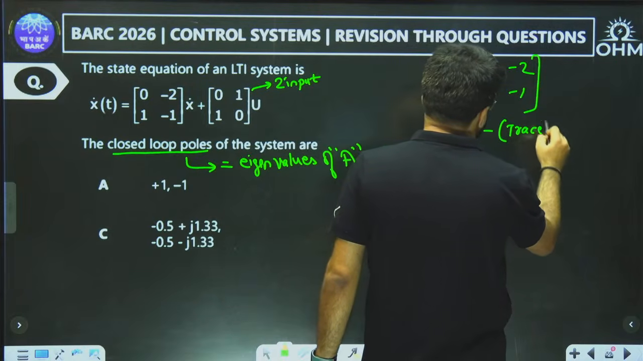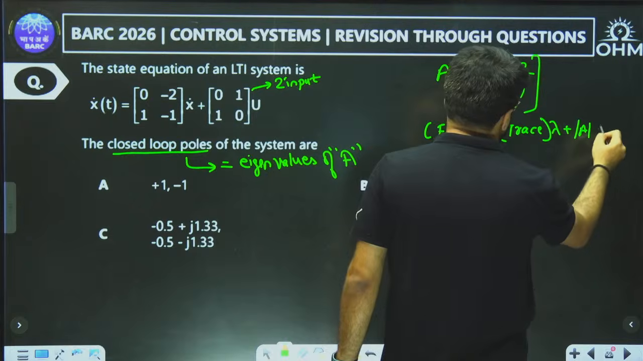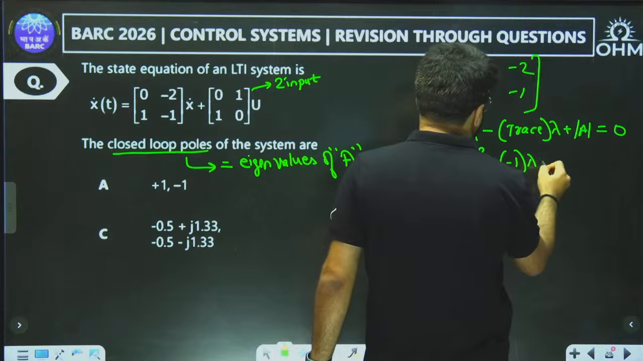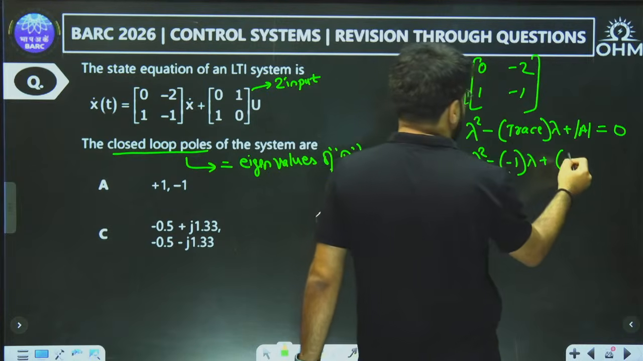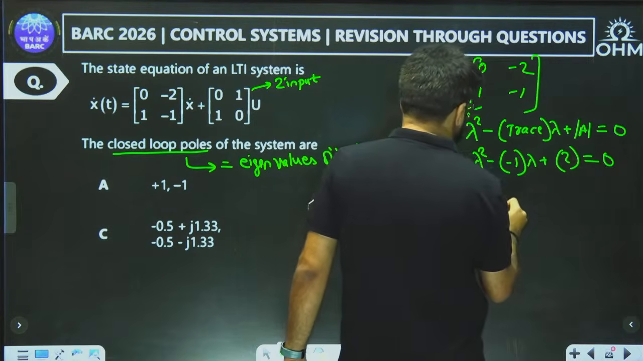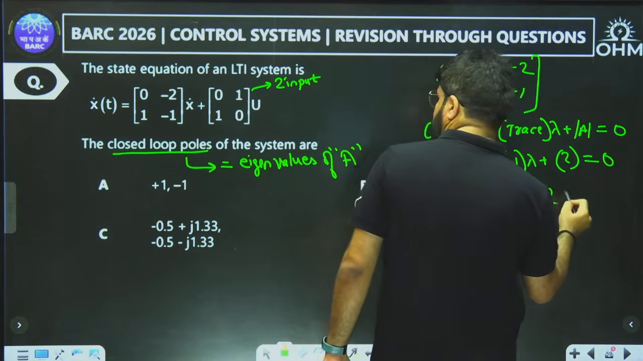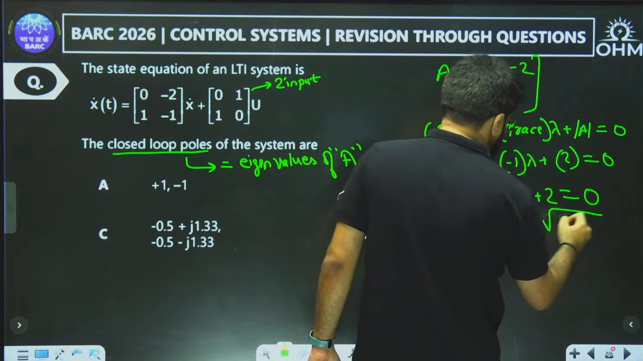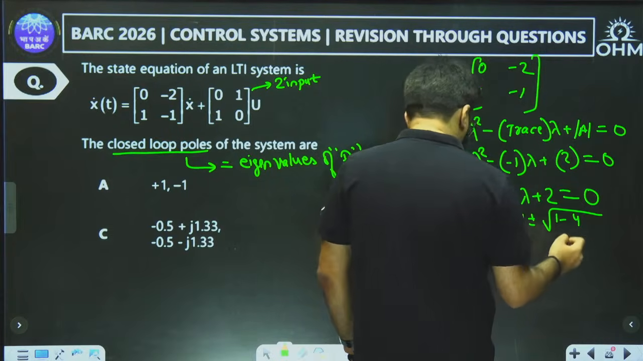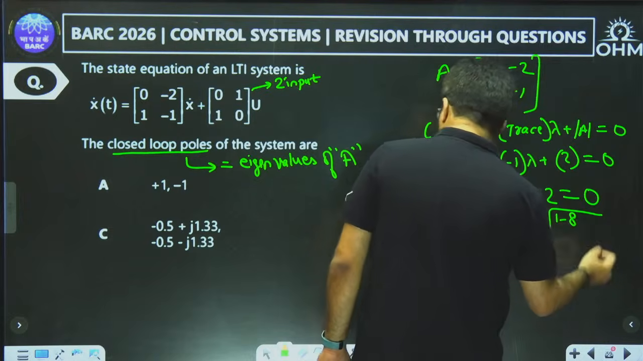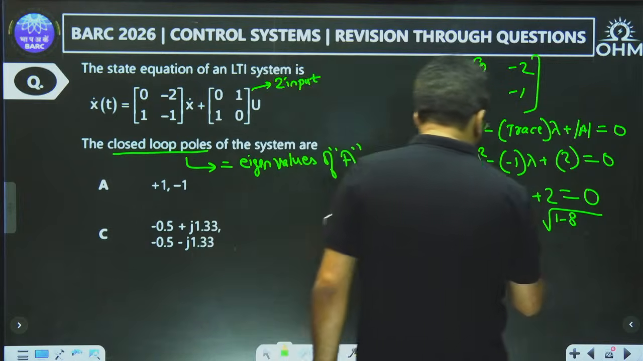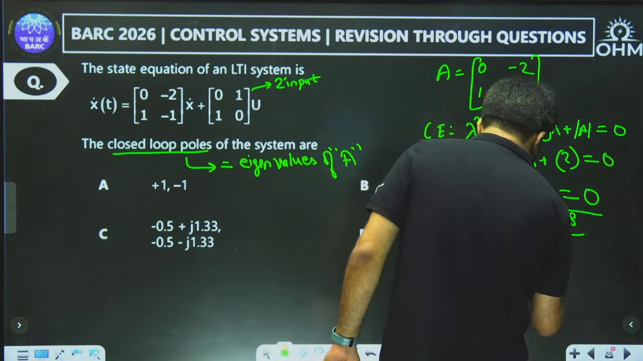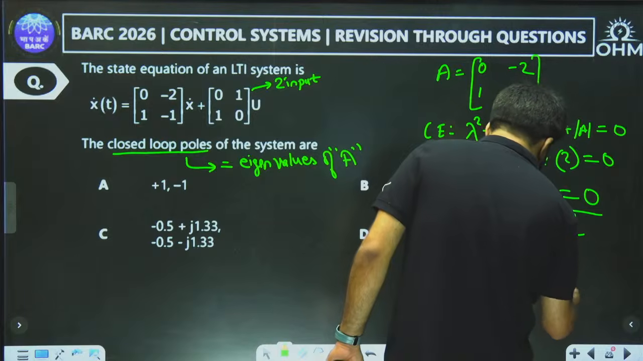Lambda square minus trace into lambda plus determinant equal to 0. Lambda square minus trace, which is minus 1, and determinant will be 0 minus minus, that is 2, equal to 0. So that is lambda square plus lambda plus 2 equal to 0. Solving for lambda, minus b plus minus root over b square minus 4ac. So 4 into 2, that is 8. So lambda is minus 1 plus minus under root minus 7, that is j root 7 by 2.